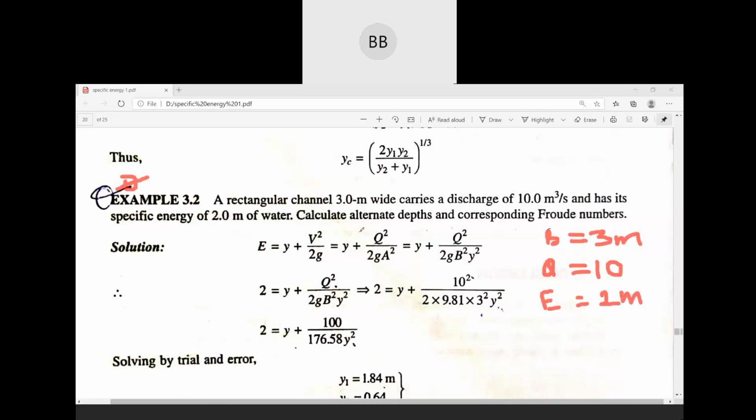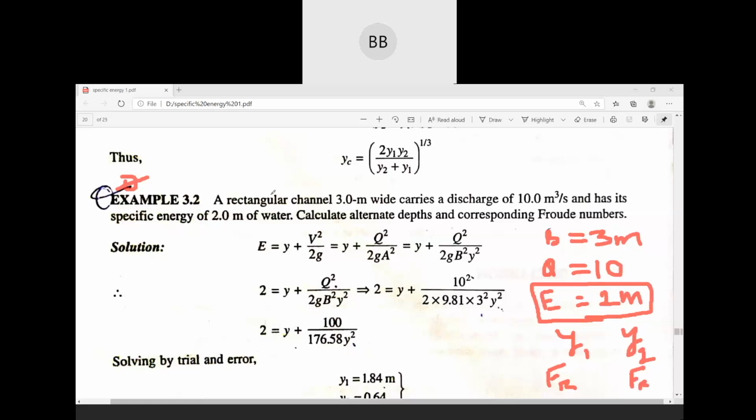Okay, calculate the alternate depth and corresponding Froude number. So what we have to do: for this particular specific energy, definitely we will have two depths. So for this specific energy, we have to find out y1 and y2. That is our alternate depth. And then for y1, what will be your Froude number? That also we need to find. And for y2, what will be your Froude number? Okay, so this is the question.